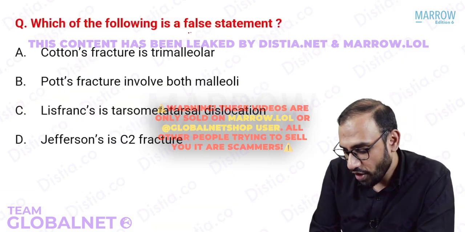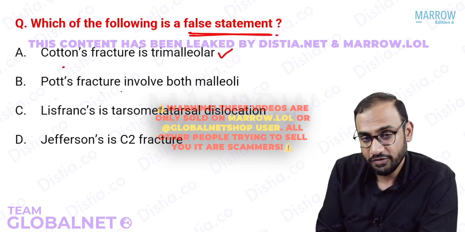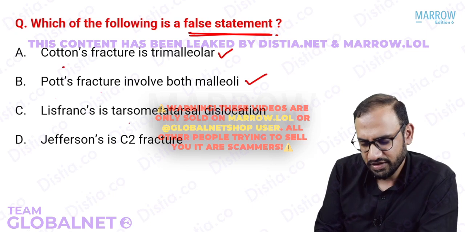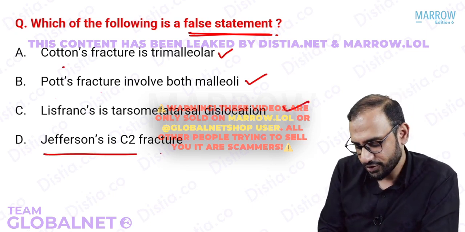Which of the following is a false statement? Cotton's fracture is trimalleolar. True. Potts fracture involves both malleoli. True. Lisfranc's is tarsometatarsal dislocation. Yes. Chopart's is intertarsal. True. Jefferson's is C2 fracture. No.